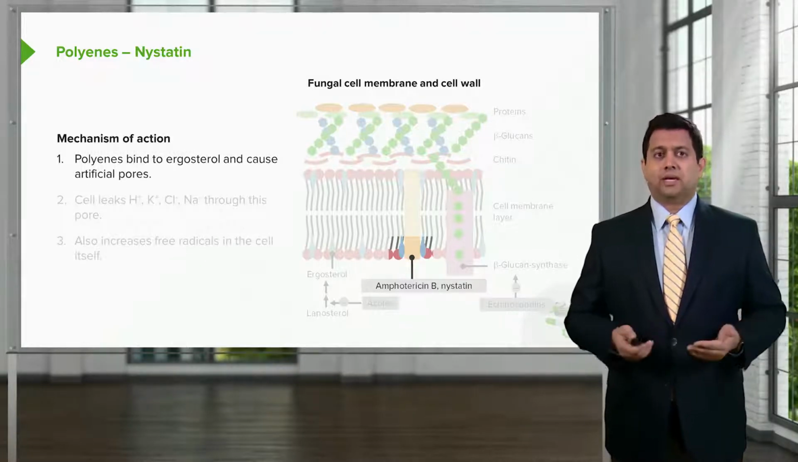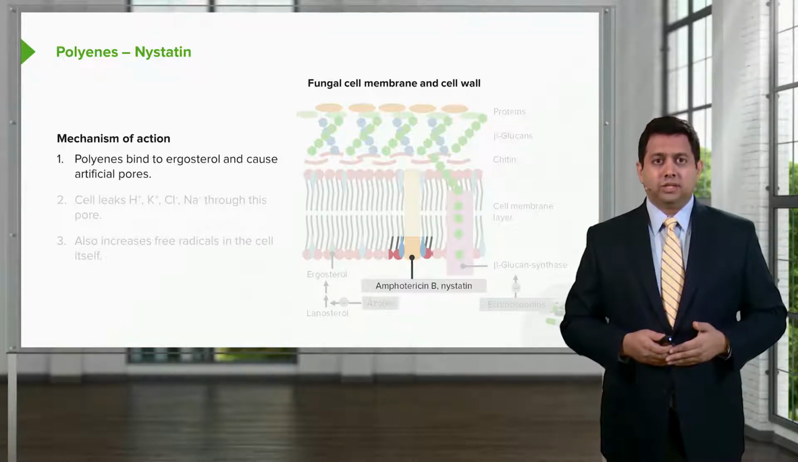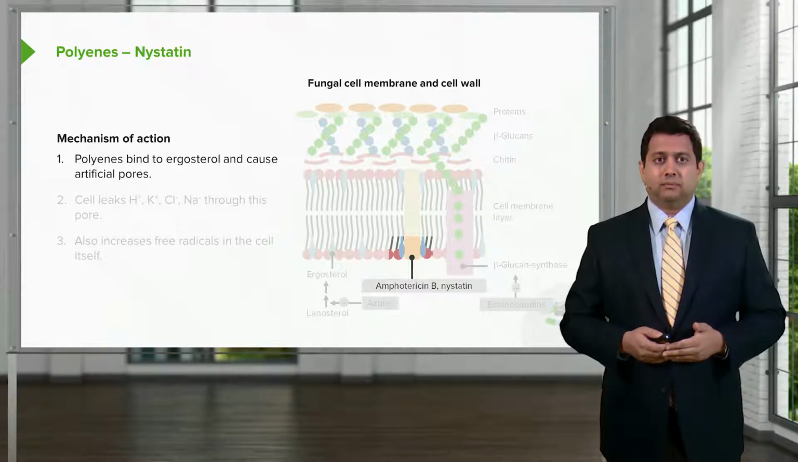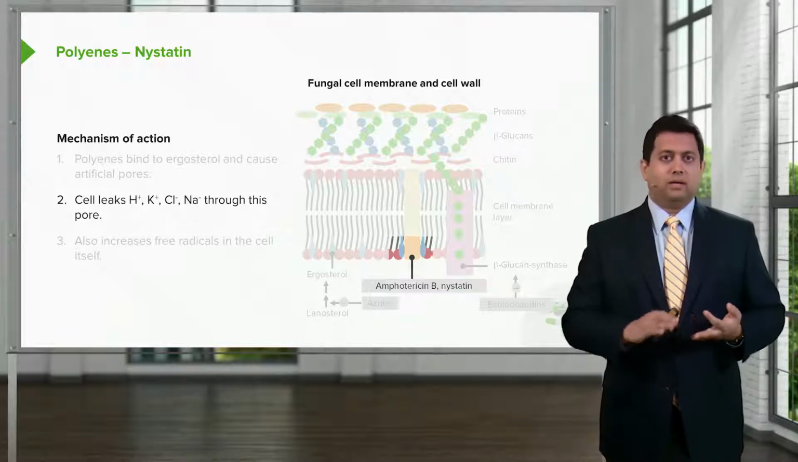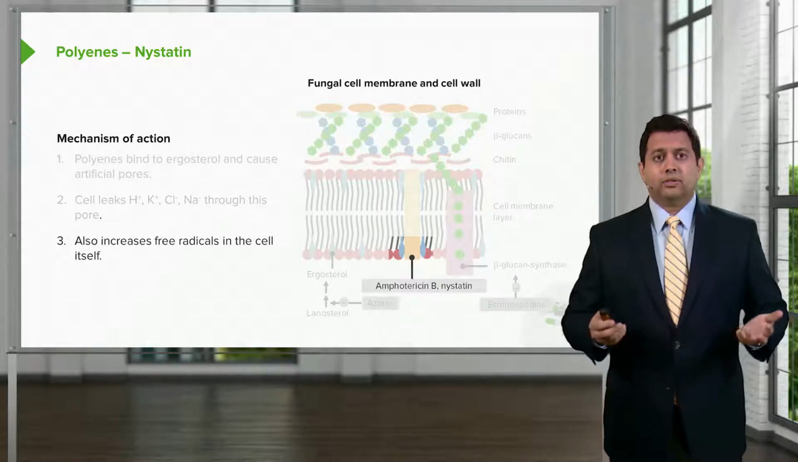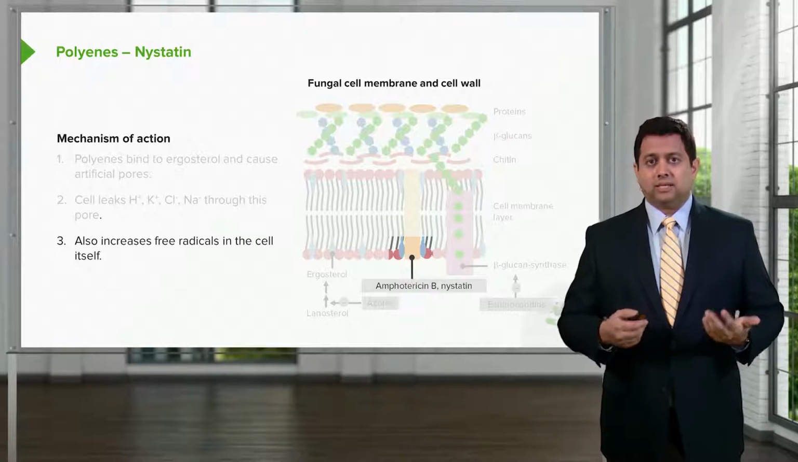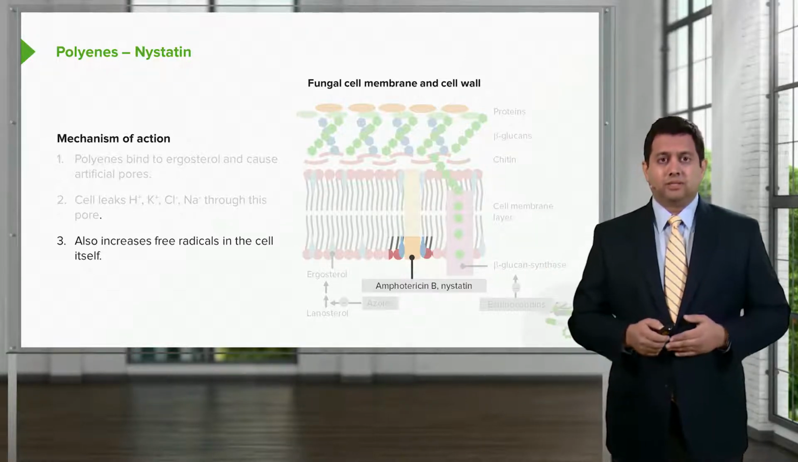The mechanism of action, remember that these polyene antifungal agents bind to ergosterol and cause artificial pores in the cell membrane. This causes leakage of hydrogen ion, potassium ion, chloride ion, and even sodium ion through that pore. It also increases free radical formation within the cell itself, which causes toxic intermediates inside the cell and causes fungal cell death.